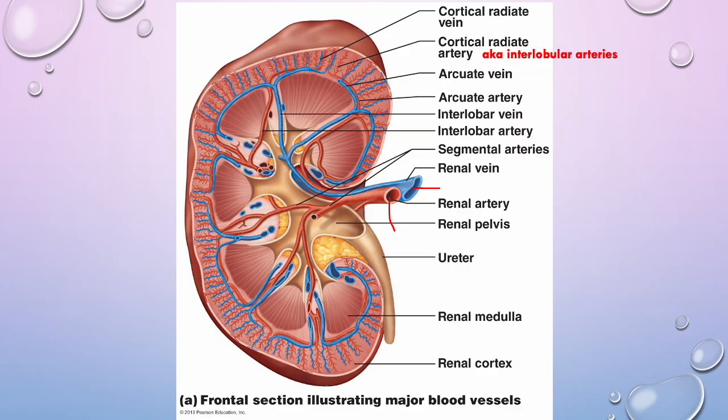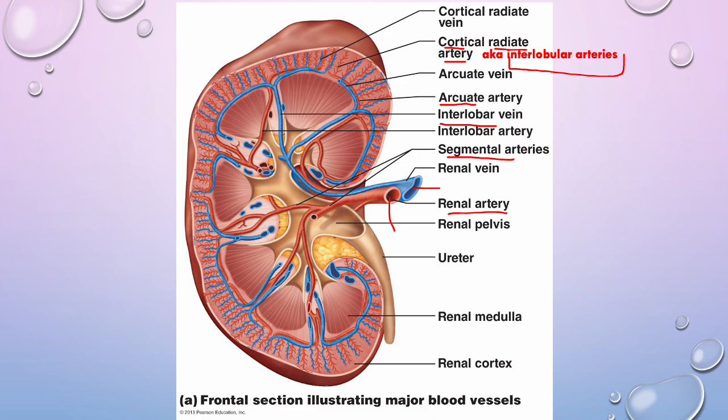We start with the renal artery, and there it's going to be segmental, and then it's going to be interlobar because it's in between the lobes. Then it's going to arch and turn into the arcuate artery, and then cortical radiate artery because they're going to be in the cortex and they're going to radiate. They are also known as interlobular arteries. This is where the filtration happens. They are going to turn into arterioles and then capillaries, and then from the capillaries, they are between the tubules.